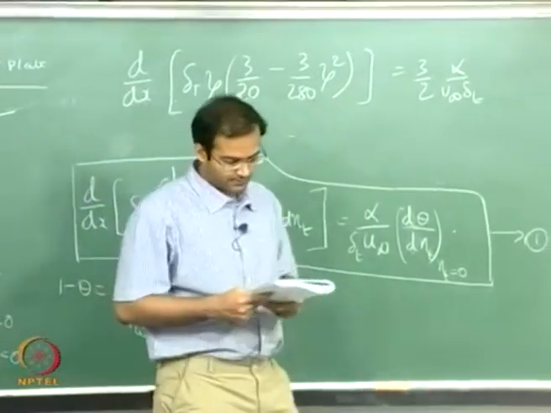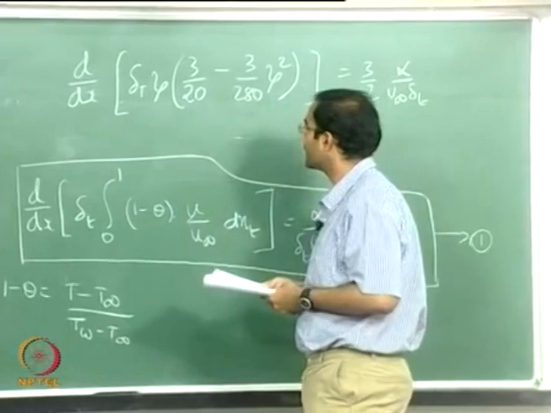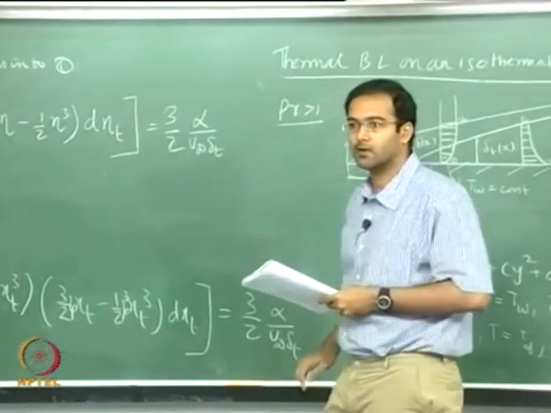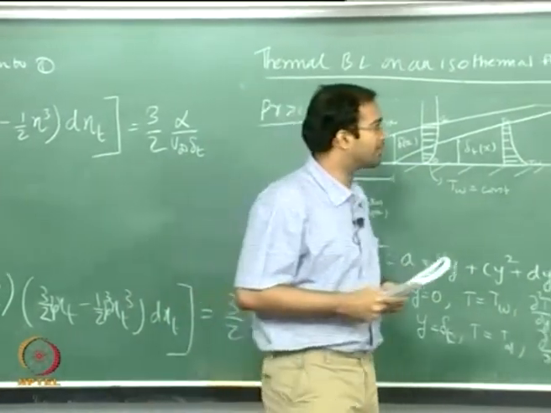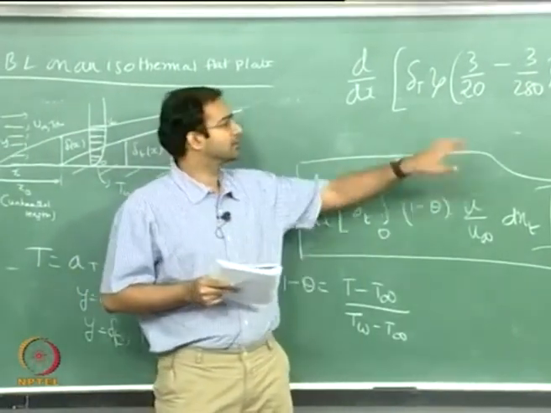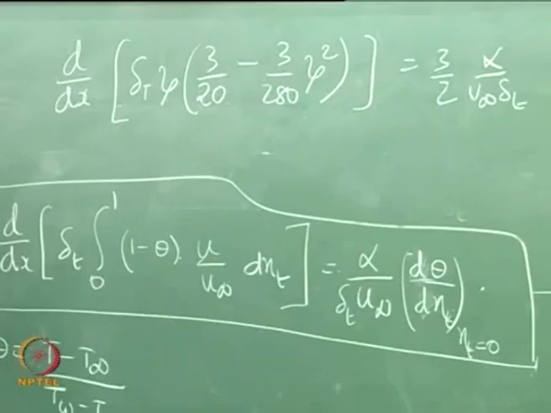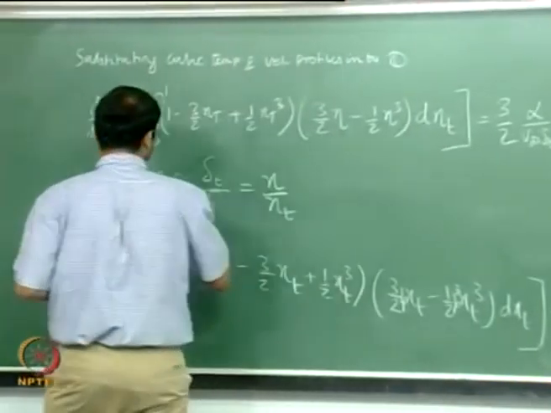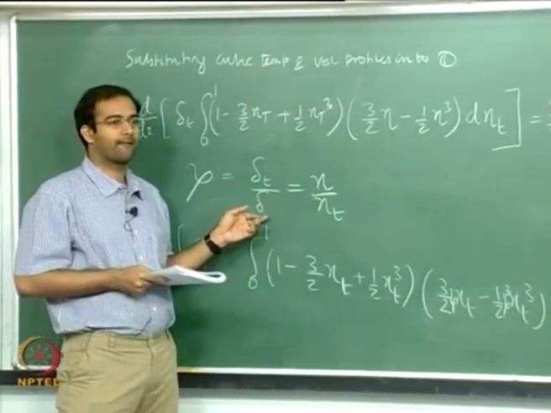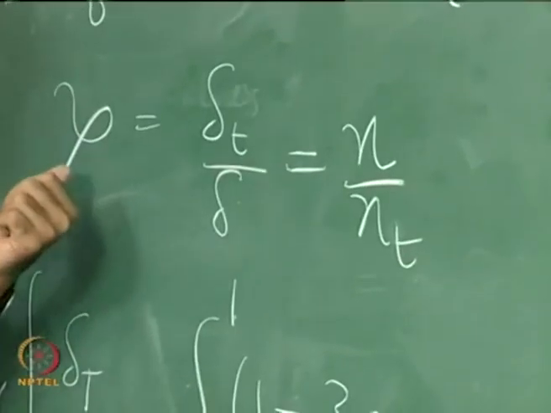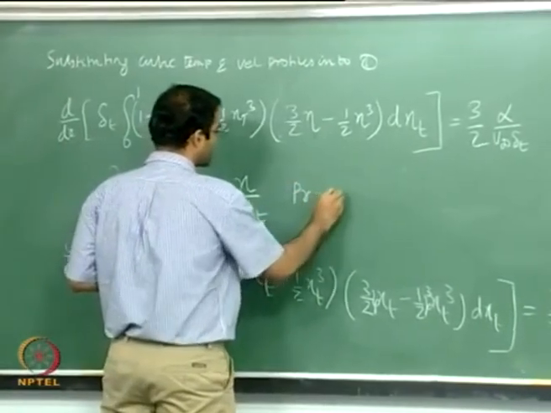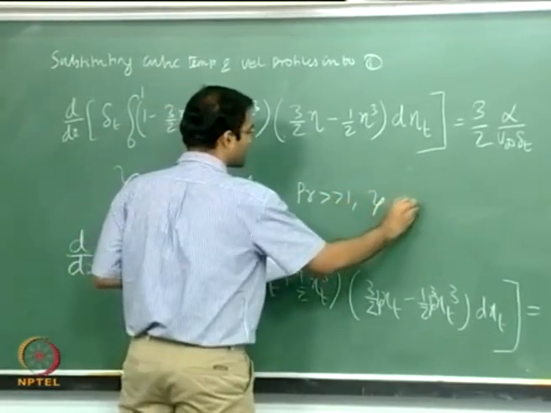Okay, so from here we can make an approximation. Now already I said this is for a case where Prandtl number is greater than 1. So far we have not introduced any approximation on the Prandtl number. Okay, so if you now bring in the approximation that Prandtl number is greater than 1, what should be delta t with respect to delta? Less. So therefore your zeta should be less than 1. Okay, so for Prandtl number much greater than 1, your zeta should be much lesser than 1.